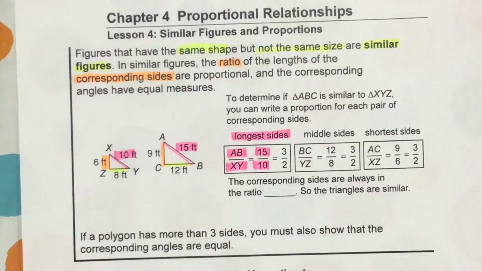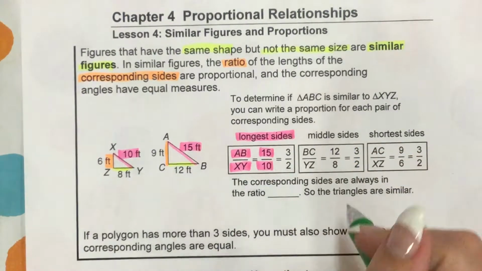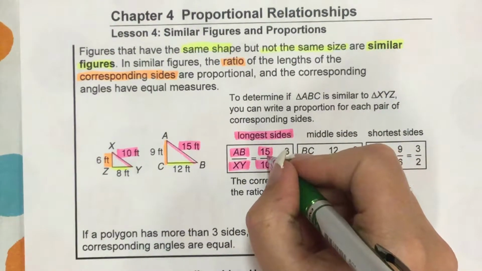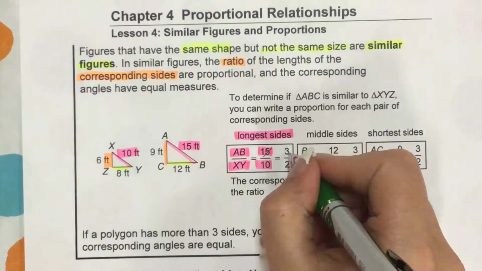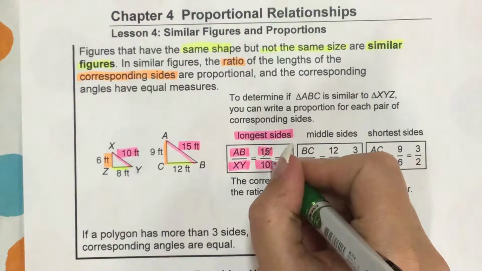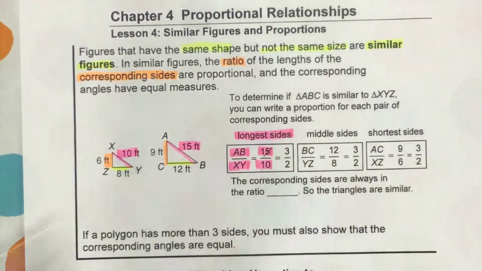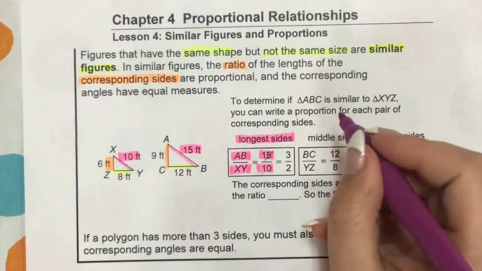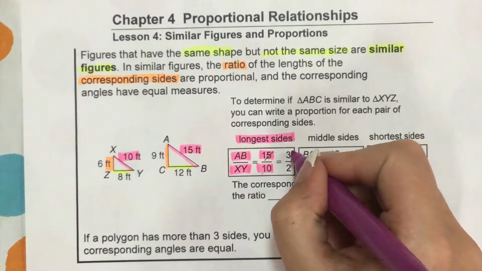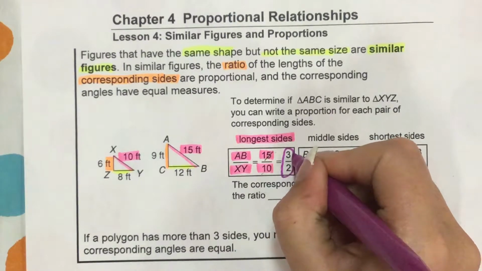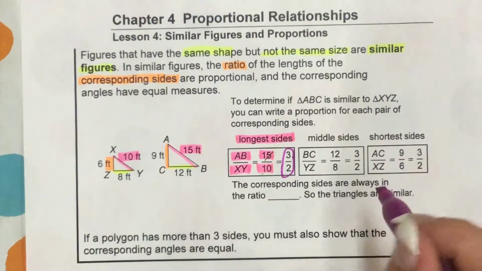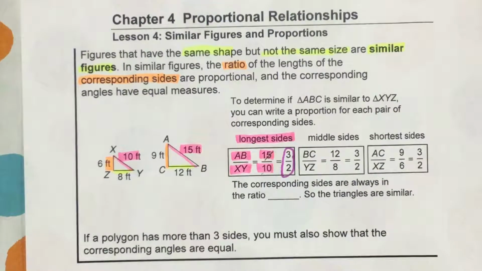And then you just reduce it. We know that 15 and 10 both have a common factor of 5. 5 goes into 15 3 times, that's why that's 3, and 5 goes into 10 2 times. So that right there is our ratio, 3 over 2.